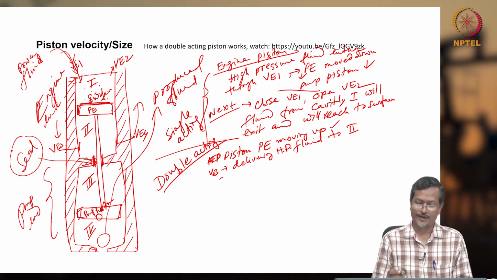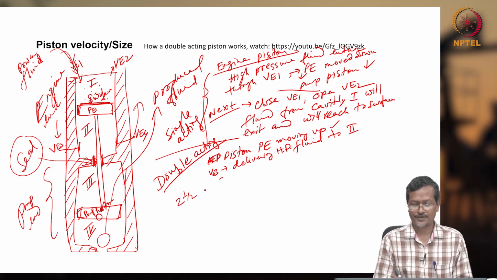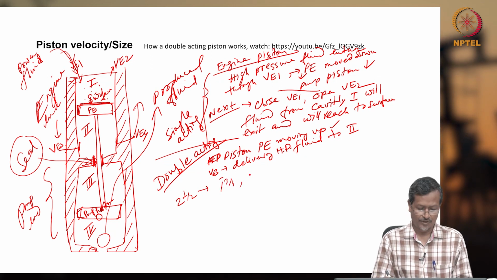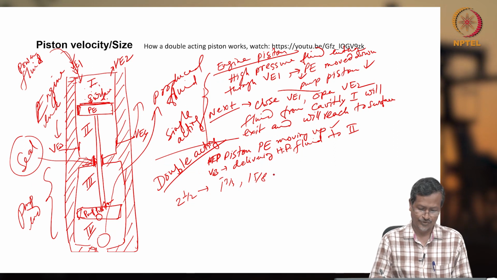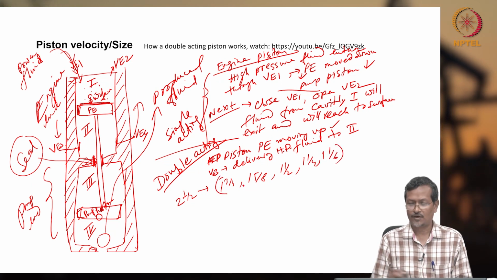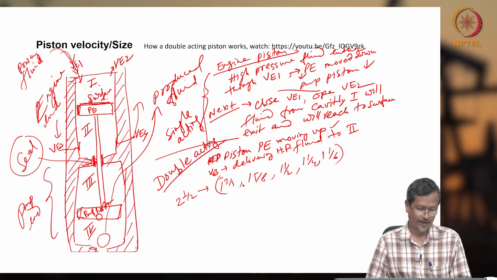Piston size: normally for 2.5 inch tubing, there will be piston sizes like 1 3/4 inch, 1 5/8 inch, 1 1/2 inch, 1 1/4 inch, 1 1/16 inch. So this sort of piston size can be used for 2.5 inch tubing.